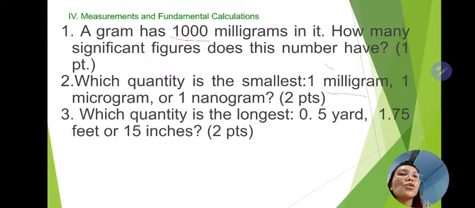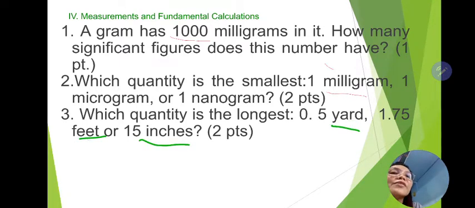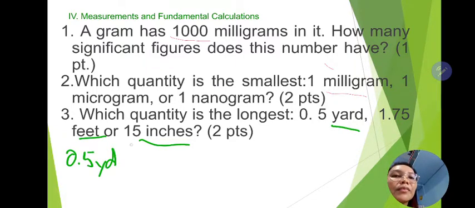Now, which quantity is the longest? Ito yung in-example natin din sa discussion. From 0.5 yard, 1.75 feet, or 15 inches. So, magde-decide tayo ano bang gagamitin natin sa tatlong measurements na to or units of measurement. Is it yard, feet, or inches? So, siguro katulad sa example natin, feet yung ginamit natin. So, i-convert natin yung 0.5 yard to feet.